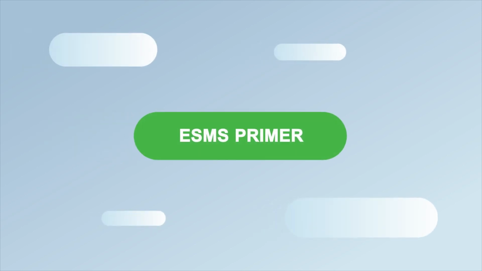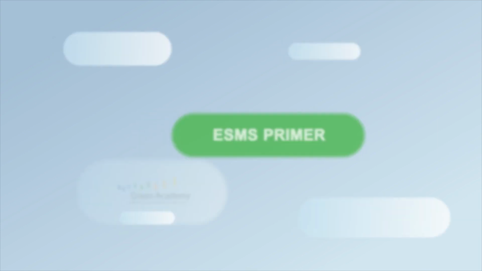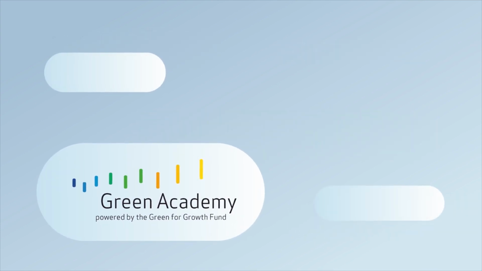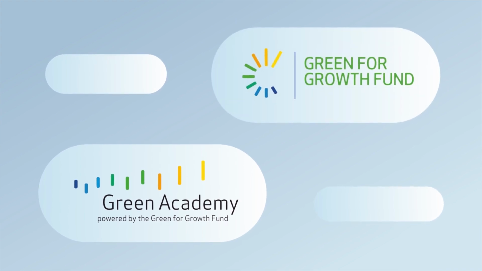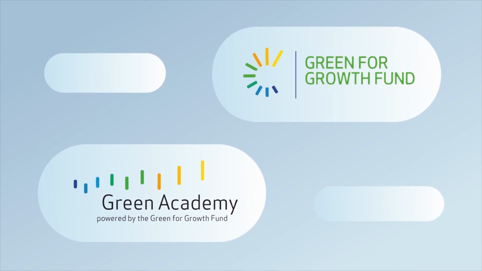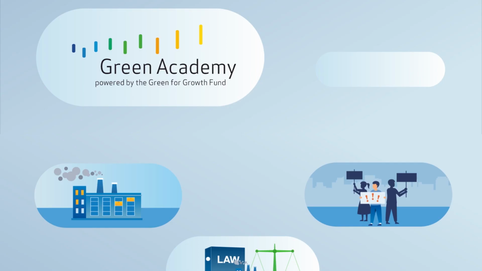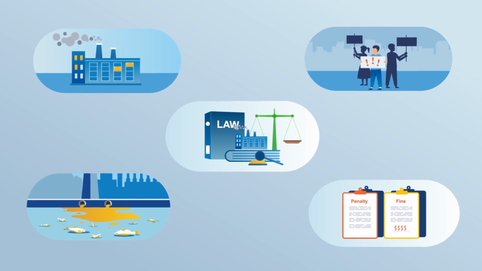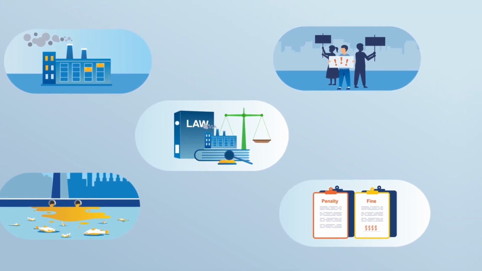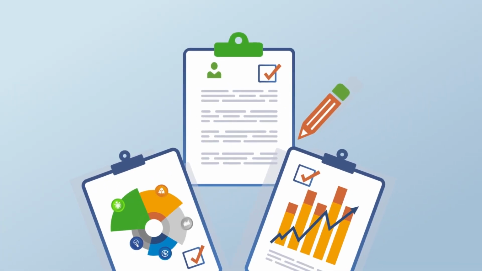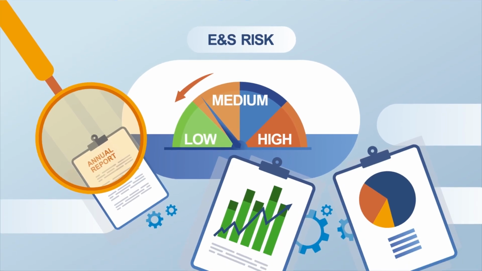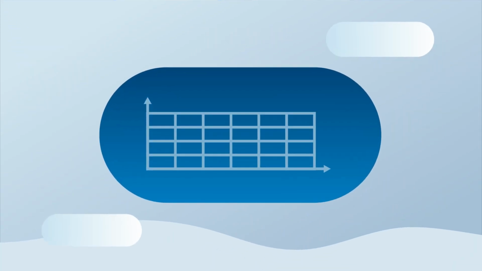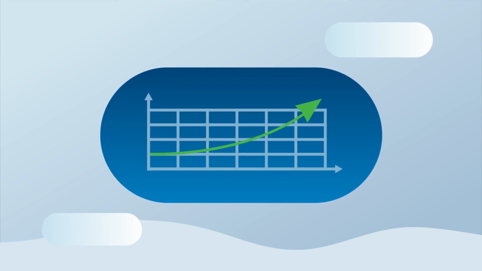Welcome to ESMS Primer, an introductory course on environmental and social management systems, or ESMS, developed by the GGF Green Academy for partner financial institutions of the Green for Growth Fund. This course will familiarise you with the potential environmental and social, or E&S, risks facing your portfolio. It will also introduce effective tools you can use to mitigate and manage these risks and enhance the positive impacts of your investments. We hope you find the course useful.